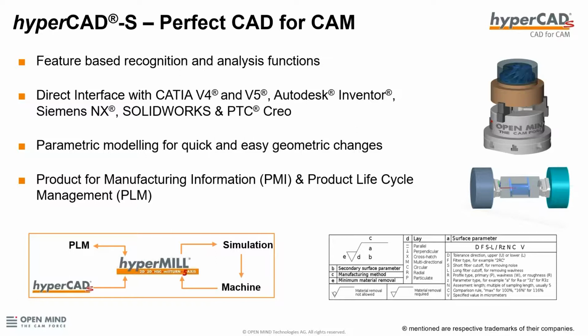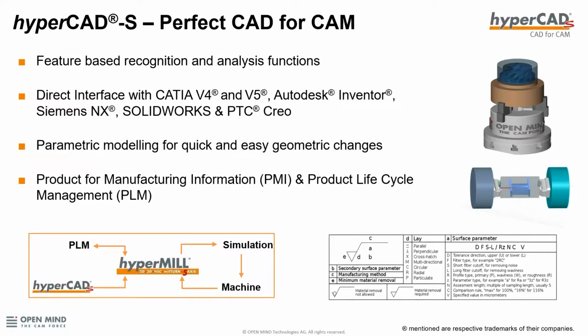There is a direct interface with various CAD systems, like, to name a few, CATIA, SolidWorks, and Siemens, and so forth. So there is minimal or no data loss when you're importing these native files into HyperCAD-S. You can also make use of parametric modeling in HyperCAD-S for quickly making some on-the-fly geometrical changes while maintaining the parametrics of the model. For example, if you're changing the root design of a blade, it will still maintain all the parametrics.